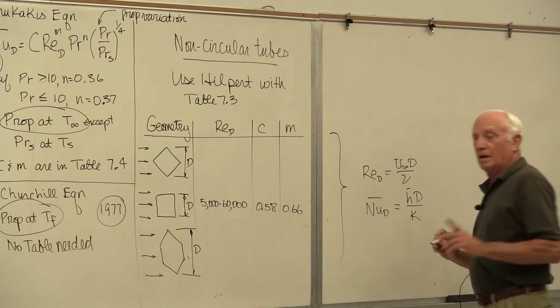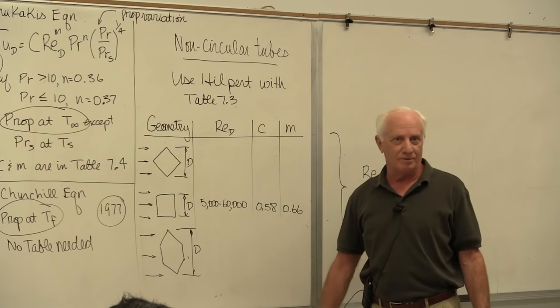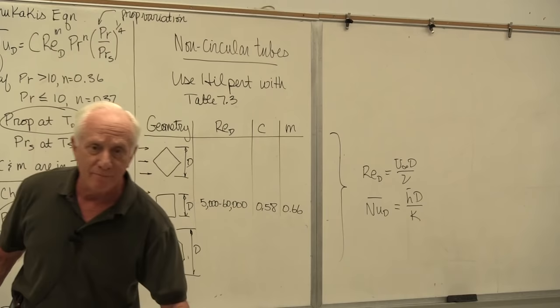D obviously does not stand for diameter. What's the diameter of a hexagon? No, don't ask a question. There is none. D does not stand for diameter. It stands for dimension or distance. Take your choice. Dimension or distance.